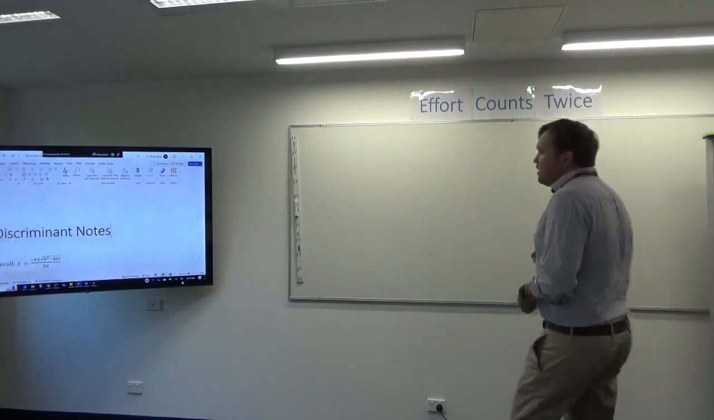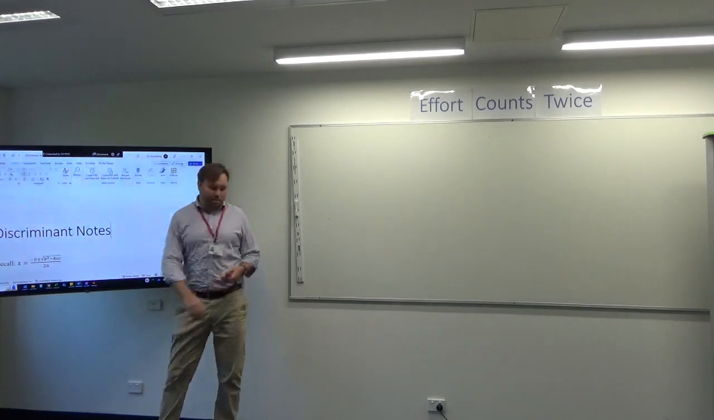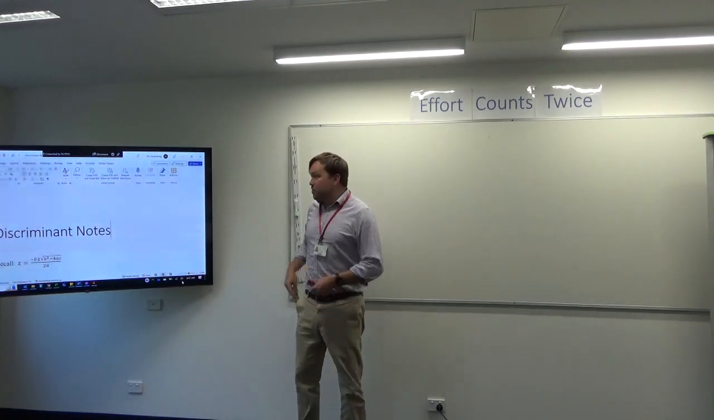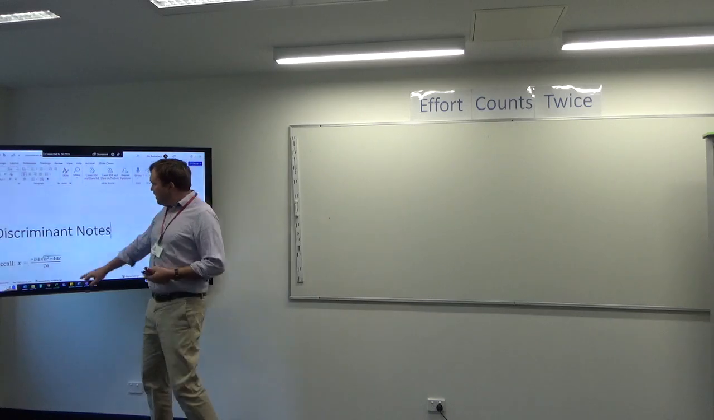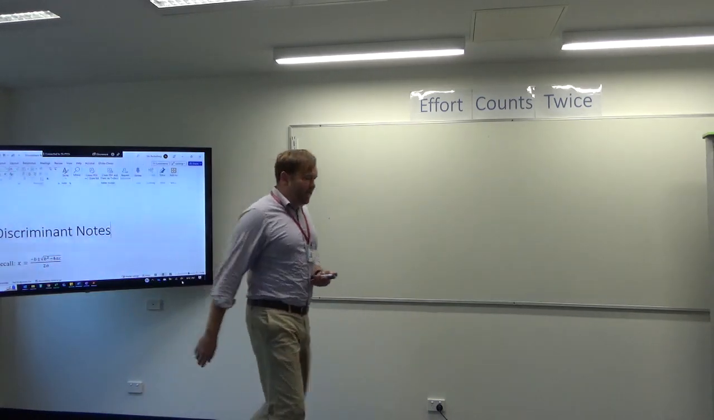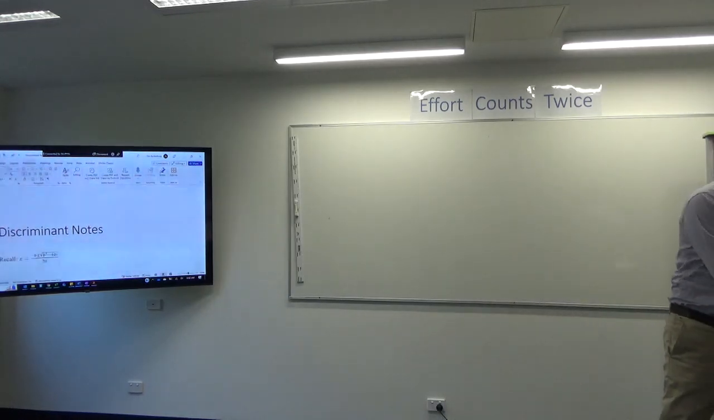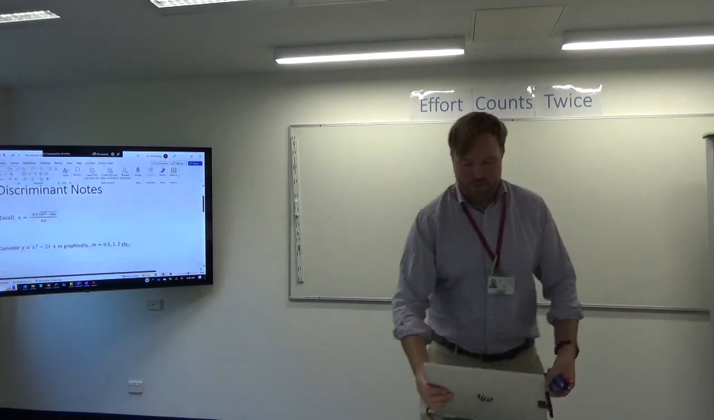Alright, so you may recall the quadratic formula. It's written at the top of your sheet. It was used in the last topic, so you're certainly aware of it. What we're interested in today is the bit under the square root. Essentially, when under the square root is negative, there are no roots.